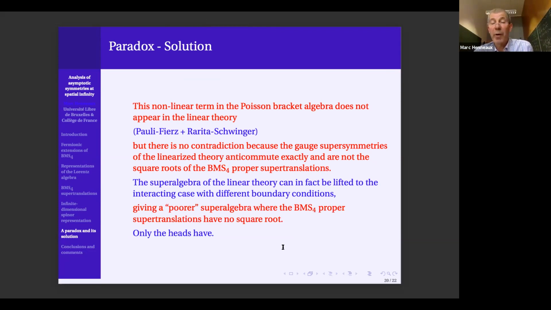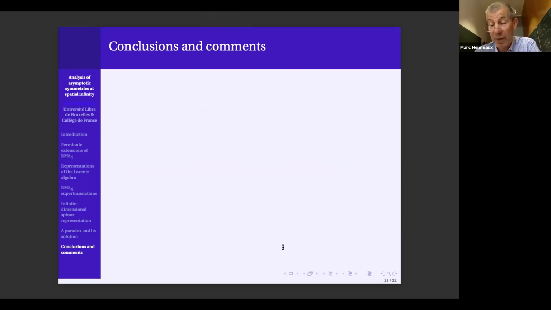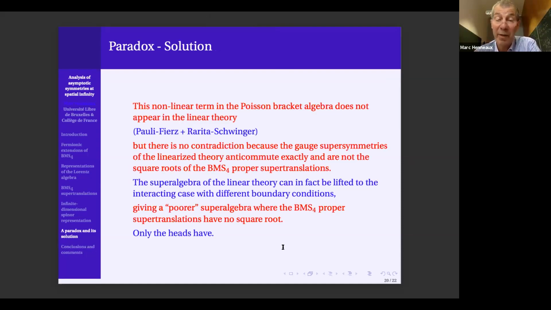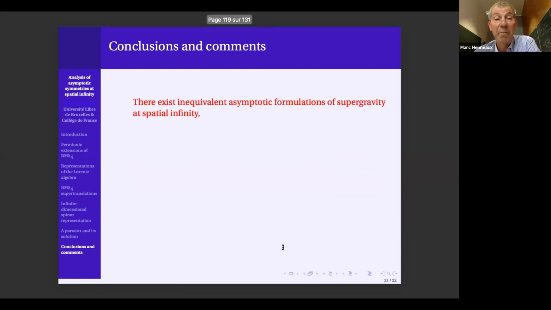So what I wanted to emphasize is that the heads behave correctly when you compute the square root of the heads, but we have a problem with the tails. But if we include the nonlinear terms in the algebra, we can also get the square root of the tails of supertranslations. So since I have probably only 1 minute left, let me just conclude.